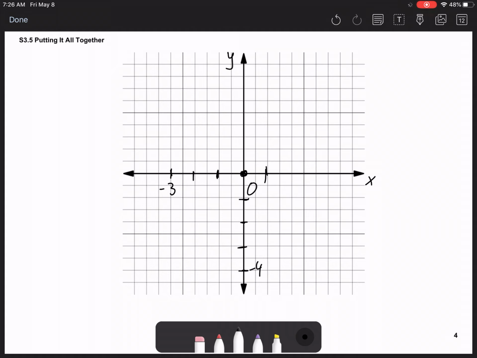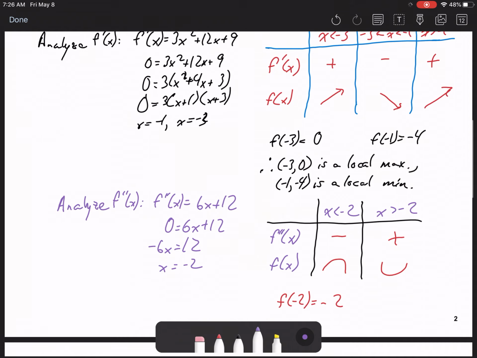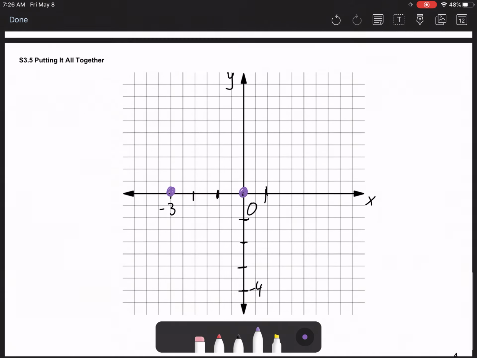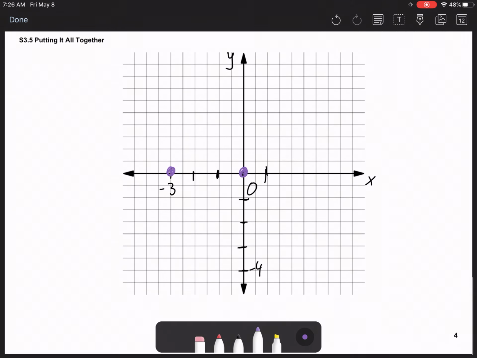Okay, so some points of interest were our zeros. These are our zeros. Then (-1, -4) was a point. (-2, -2) is also a point of interest. We know it increases after this point. We know that it decreases.